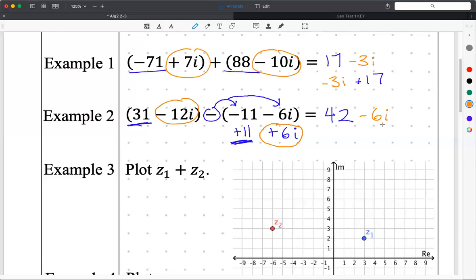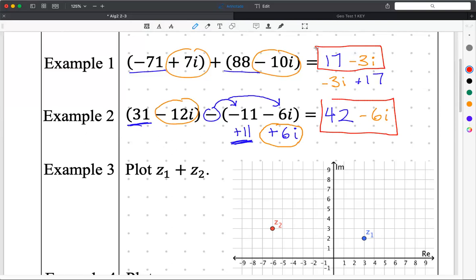All right. Yeah, and that's our answer. 42 minus 6i. I guess I should be boxing both of these answers. There's our answer for example 2, and for example 1, 17 minus 3i. Cool, we have both answers boxed. We did them correct. It's that straightforward. And that is one homework assignment right there on Khan Academy.